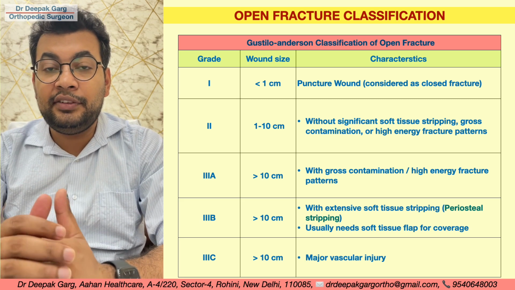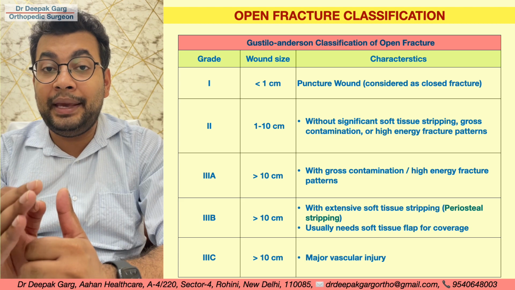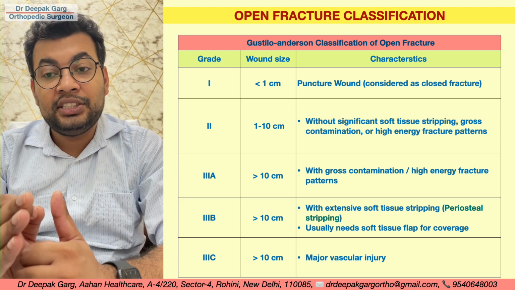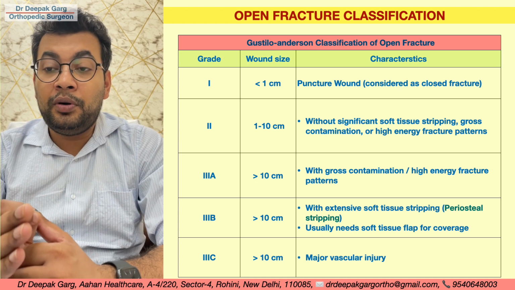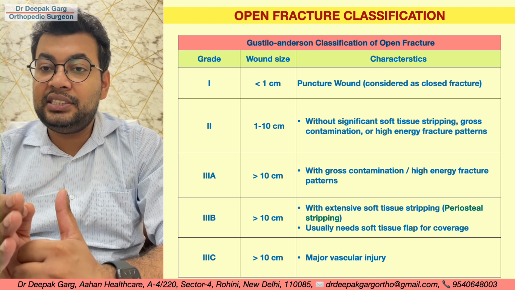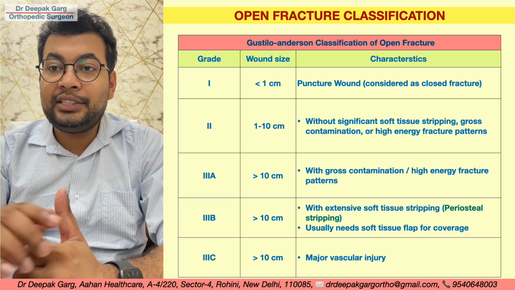Stage 3C is wound size more than 10 centimeter with a major vascular injury, so vascular reconstruction is required in stage 3C. So a vascular surgeon is required in stage 3C. Plastic surgery intervention is required in stage 3B and stage 3C. So let's look at a few questions.